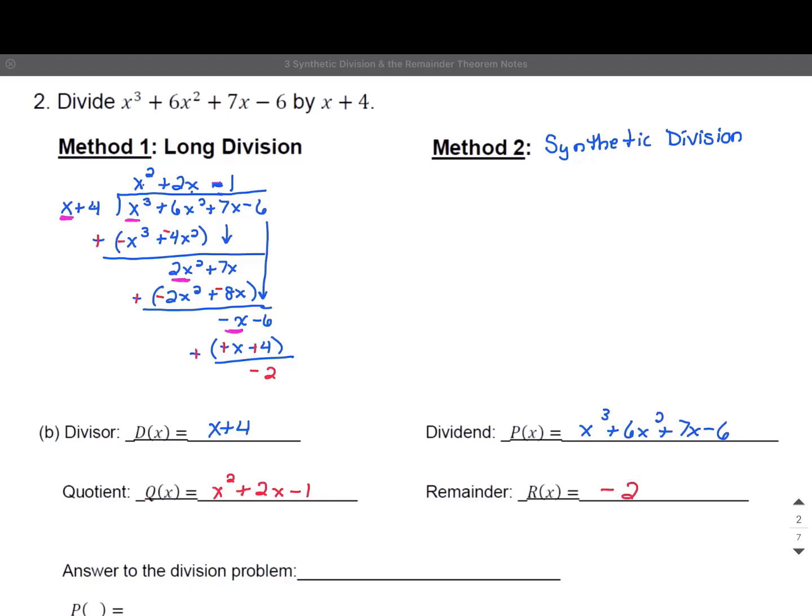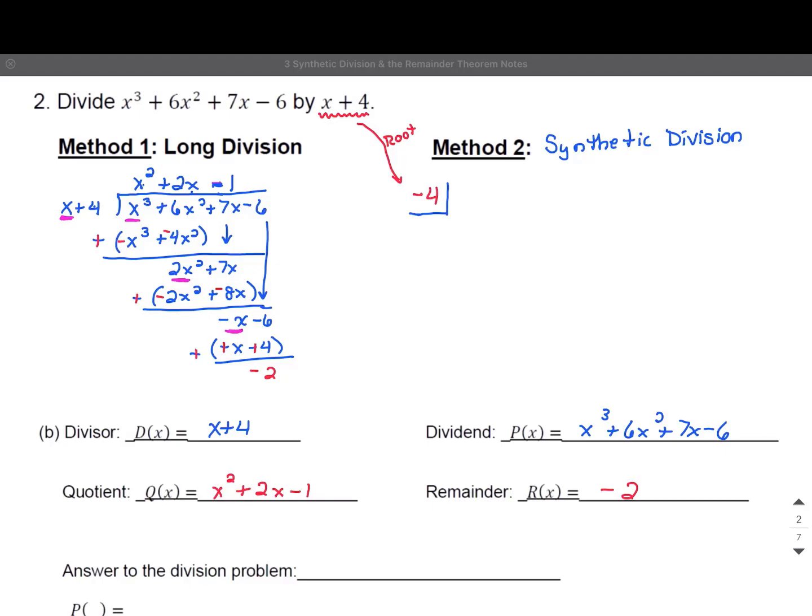Now, synthetic division, we remove the variables to make it a little easier to work with. We start with a half box. Now, in this half box, we say, okay, here's my divisor. What is the root of x plus 4? The root of that would be negative 4. So that's the number that goes in our box.